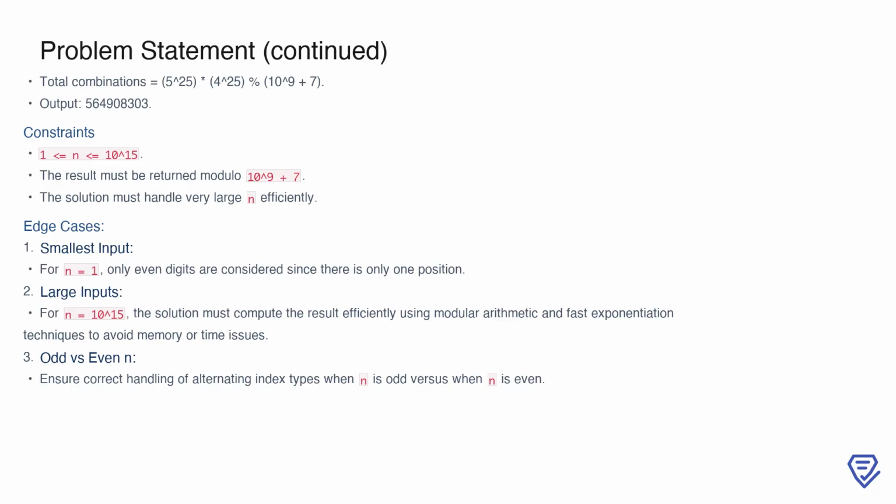For the smallest input, n equals 1, only even digits matter since there is only one position. For the largest input, n equals 10^15, the solution must efficiently compute the result without running into memory or time limitations. It's also important to ensure that the alternation between even and odd indices is handled correctly for both odd and even values of n. These considerations ensure that the solution is robust and scalable.